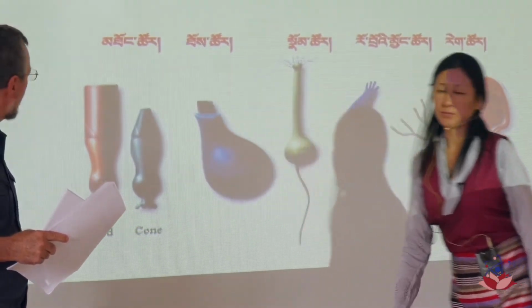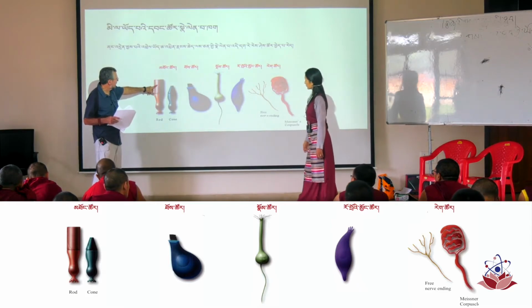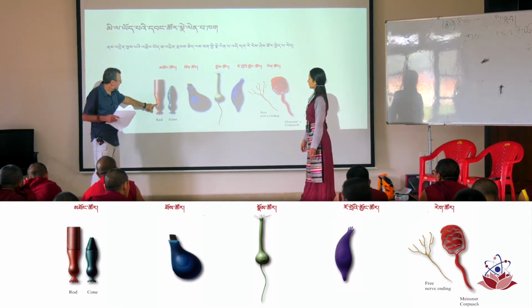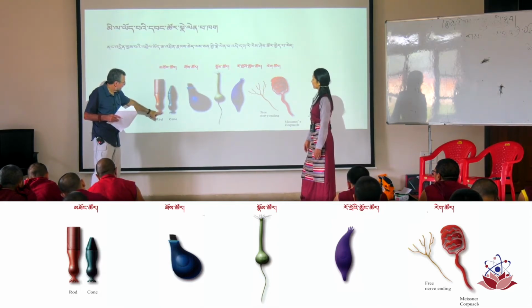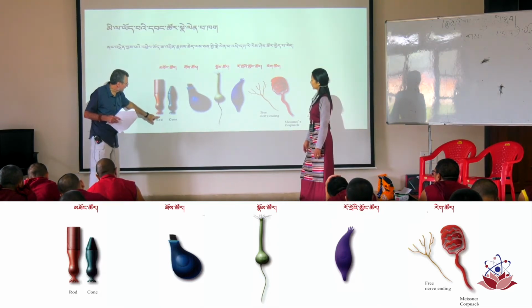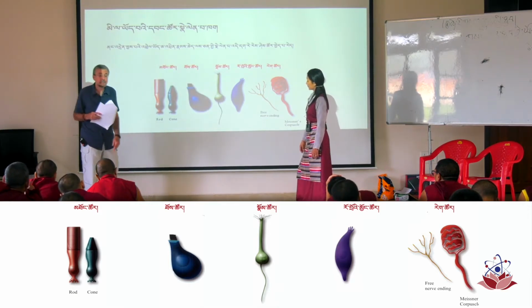So this end of the cell detects the light. It changes the activity of this cell, which then affects the release of the neurotransmitter, which then affects another neuron.